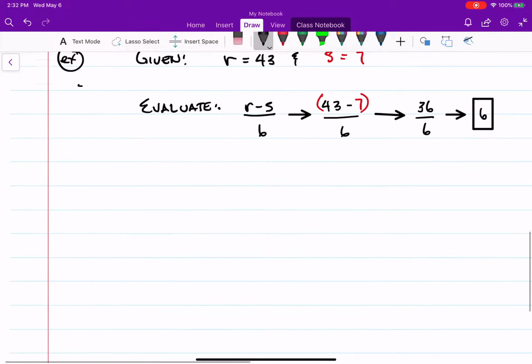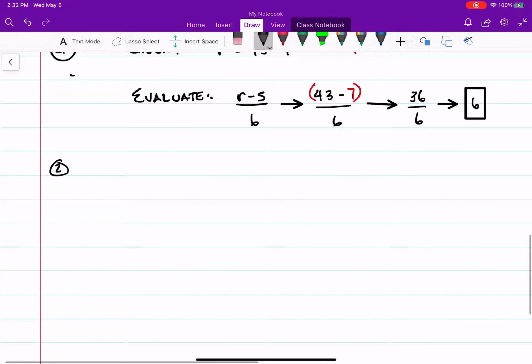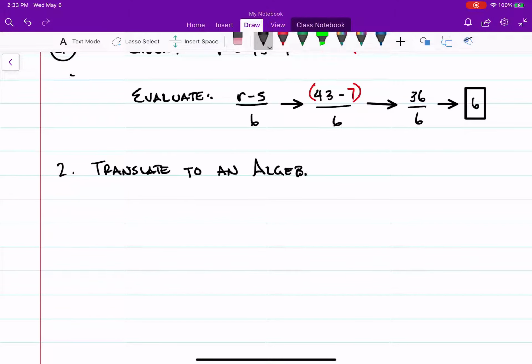So the second part is to translate, actually. Is to translate. So I wanted you guys to know the lingo that will be used in the homework. So translate to an algebraic expression.